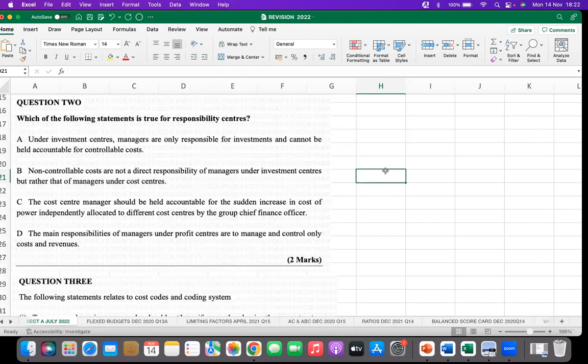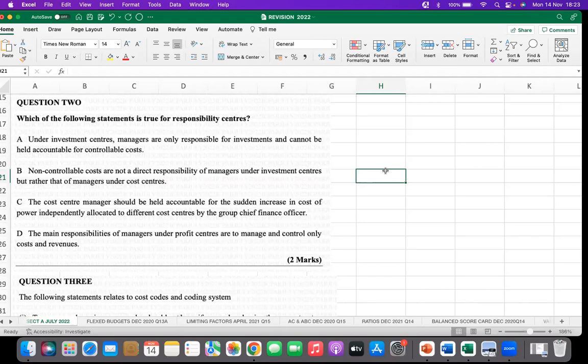B, non-controllable costs are not a direct responsibility of managers under investment centers, but rather the managers under cost centers. I'm repeating. Non-controllable costs are costs not within the control of managers. Okay? Non-controllable costs are not a direct responsibility of managers under investment center, but rather the managers under a cost center. That is wrong. Non-controllable costs are not within the control of cost centers because they cannot be controlled by the managers.